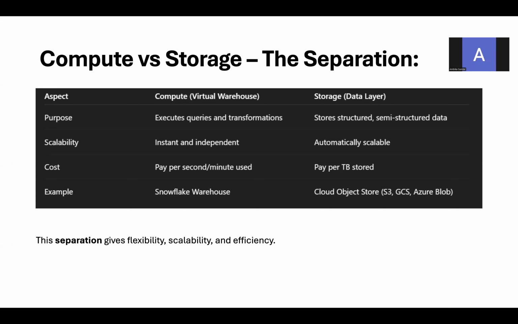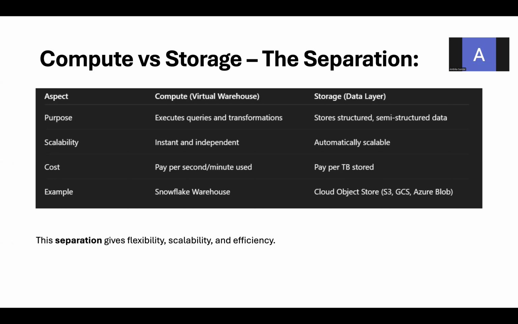For example, if the storage size grows for this set of semi-structured or structured data, which I am going to get from AWS S3 buckets or some external source, it is going to automatically scale up the storage size. What is the cost? Pay per second or minute used. Every second, every minute, whatever computation you do, for that only you are going to pay. Storage is paid per terabyte.